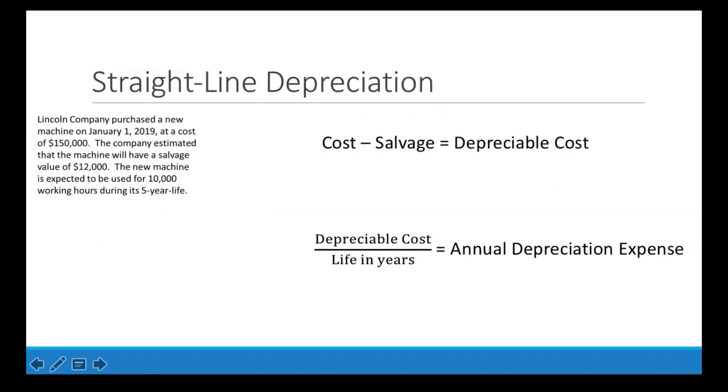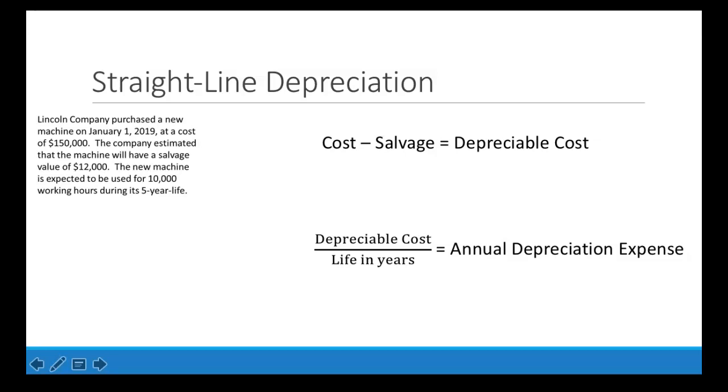Okay. Let's talk about straight line. It's going to be called straight line because it's constant throughout the life of this asset. We have the information on the screen over to the left that we were given in the problem. Here on the right is the formula to figure out our annual depreciation expense. The first piece is cost minus salvage value. That's going to give us what we call the depreciable cost.